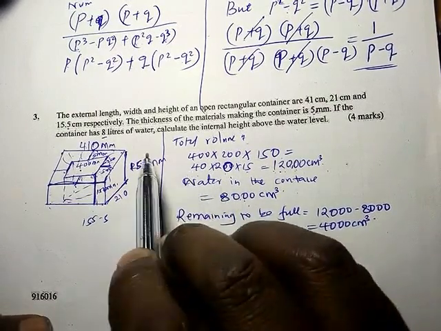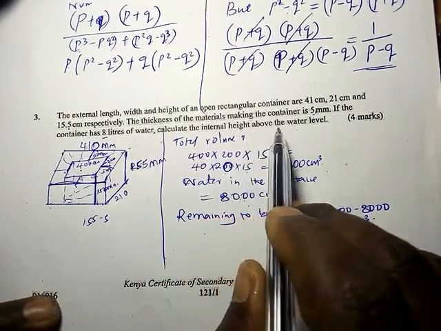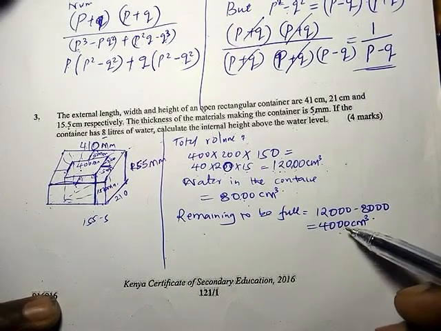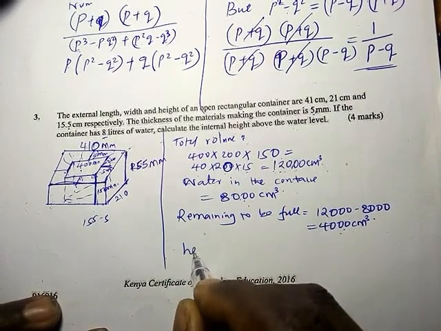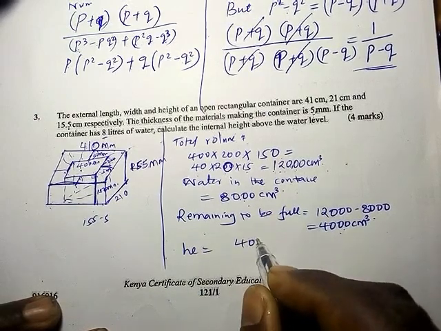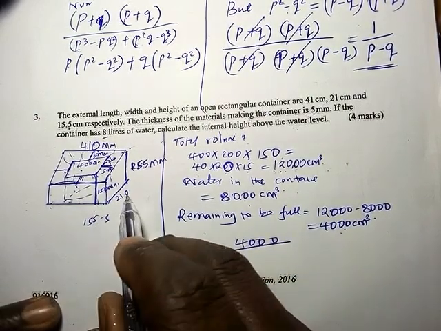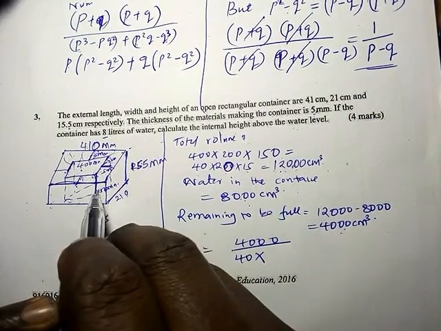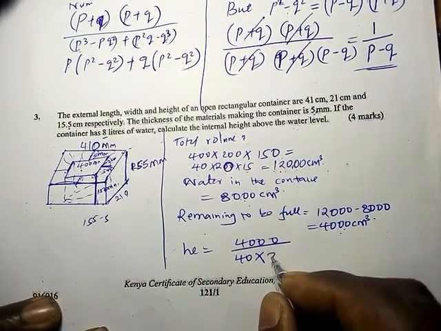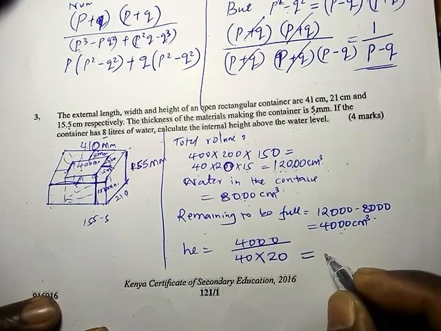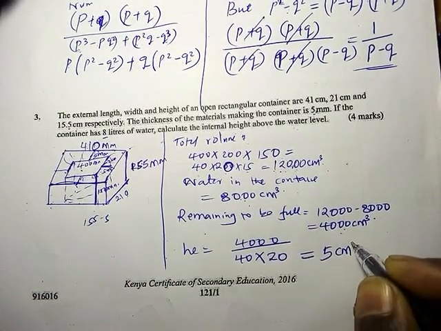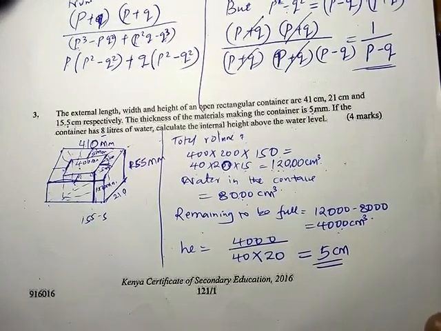Okay? So we are asked to calculate the internal height above the water. The remaining volume, the water that remains to fill it, is this one. That is what we want. So height will be the volume divided by the length and the width, which is 40 times 20. And this one will give us 5 centimeters. That is the height.